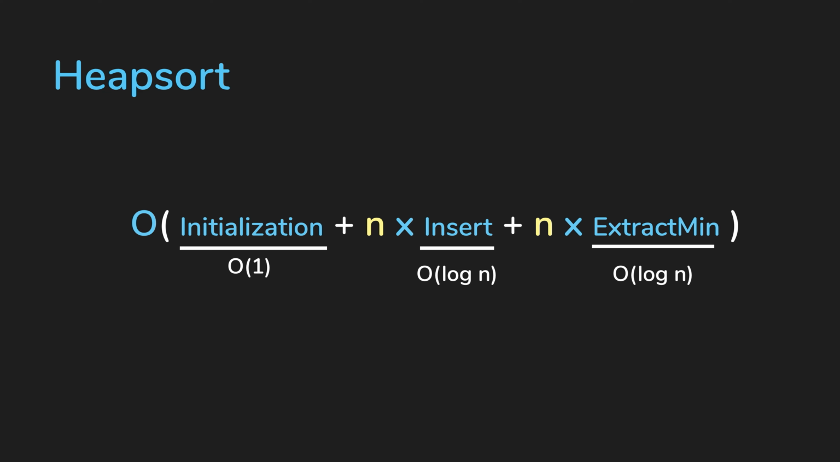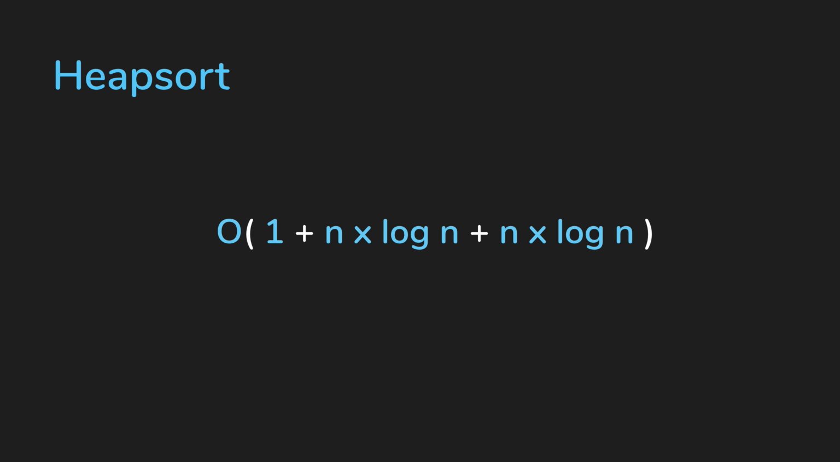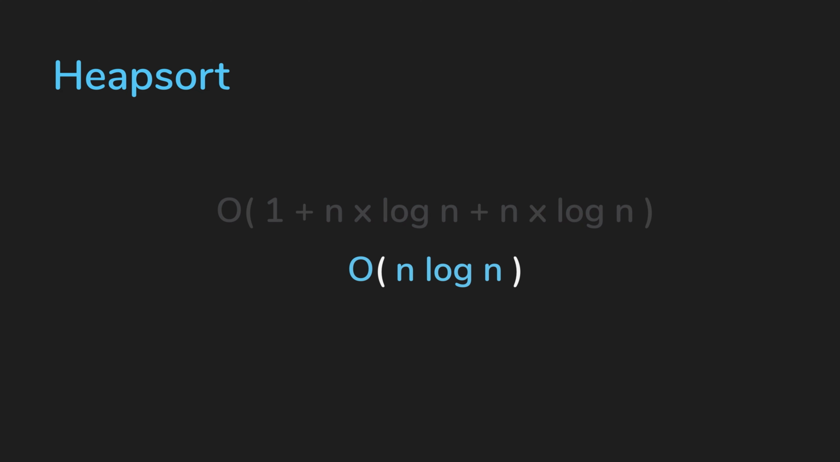Initialization is O of 1 since we're only creating an empty heap. Insert and delete min are both log of n operations, like we said. Hence we have O of 1 plus n times log of n plus n times log of n, which is equal to O of n log n, since that is the dominant term.